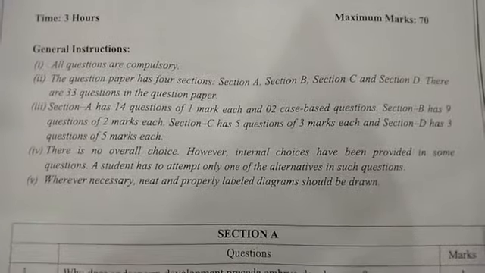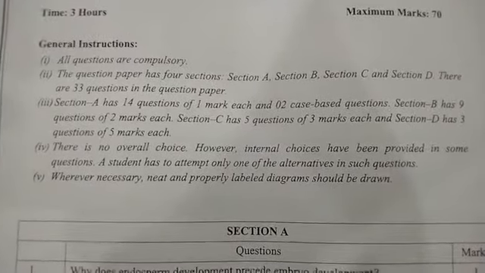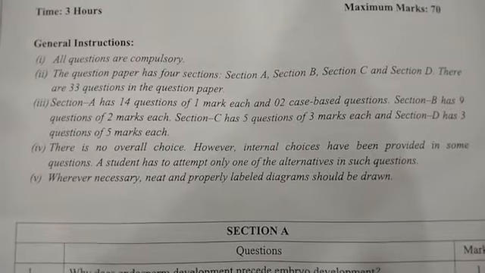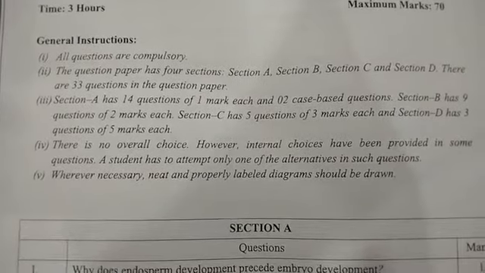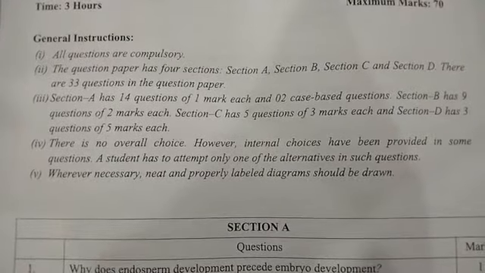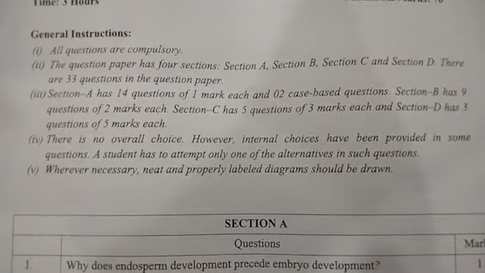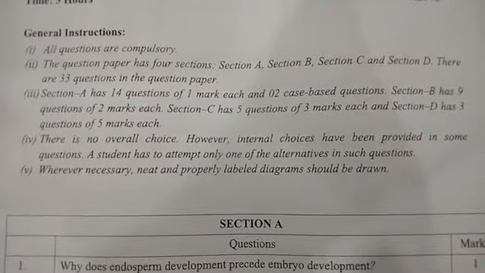The instructions you already know, I've already shared it in the pattern, but still all questions are compulsory. The question paper has 4 sections, A, B and C, and section D. There are 33 questions in the question paper. Section A has 14 questions of 1 mark each and 2 case-based questions. Section B has 9 questions of 2 marks each, and section C has 5 questions of 3 marks each. Section D has 3 questions of 5 marks each.